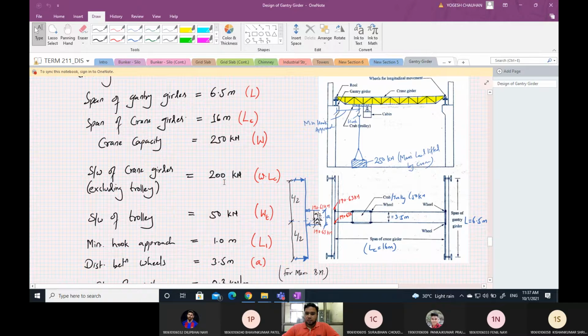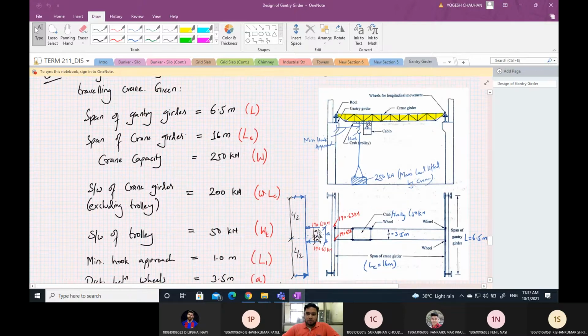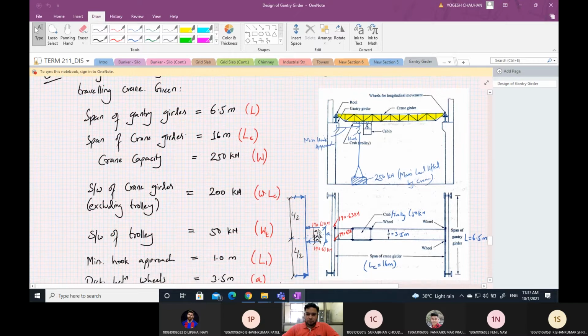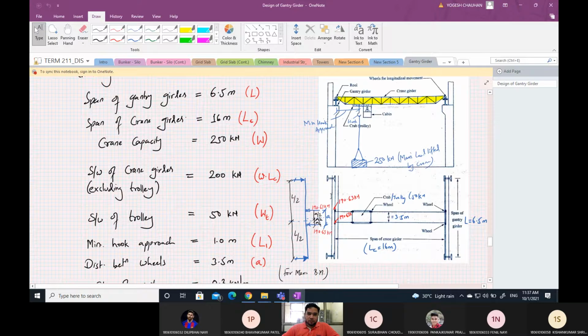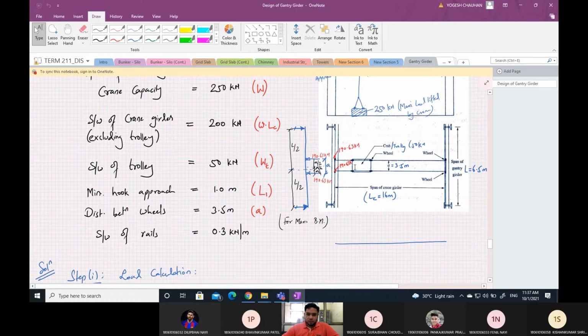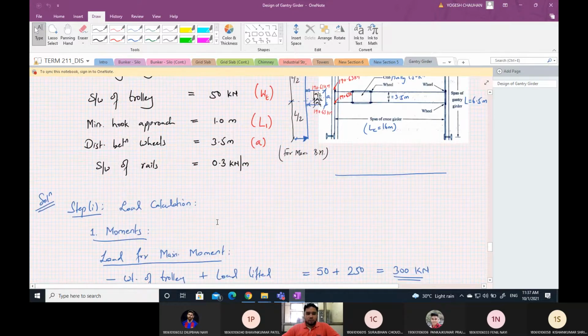The self-weight of the crane girder is 200 kilonewton. Then the self-weight of the trolley, which is supported by the crane girder, is 50 kilonewton. The minimum hook approach from the center line of the gantry girder is 1 meter. The distance between the wheels is 3.5 meter, and the self-weight of the rail provided on top of the gantry girder is 0.3 kilonewton per meter. So the first step is to find the loads and compute the design moments and shear force.